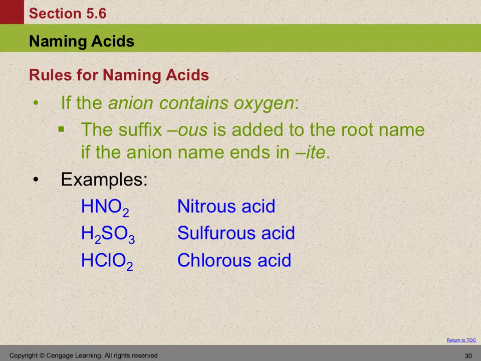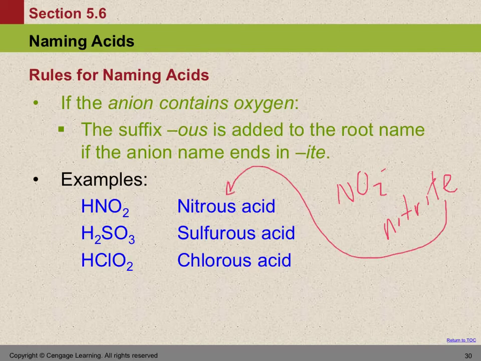Now same thing, our anion contains an oxygen, but this time instead of ending in ate, it's going to end in ite. And if it ends in ite, we add the ending ous, O-U-S. So originally, NO2 minus was nitrite. And because we added that hydrogen, it now became nitrous acid. Same thing, sulfurous acid, and then chlorous acid, because we had chlorite and sulfite.